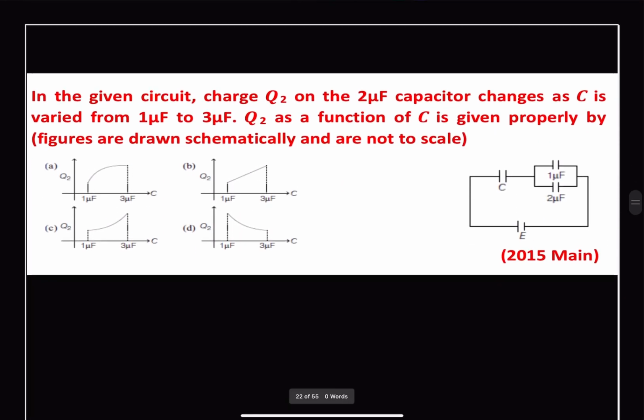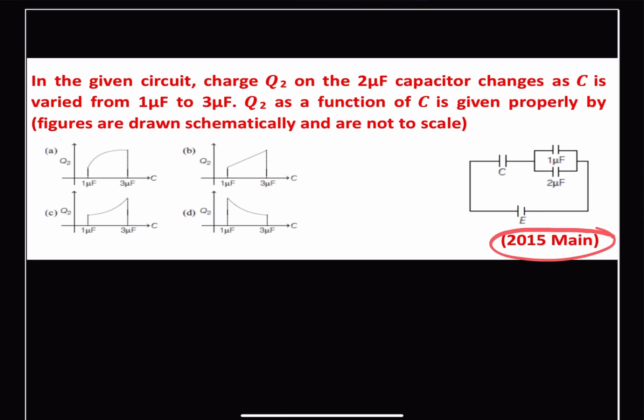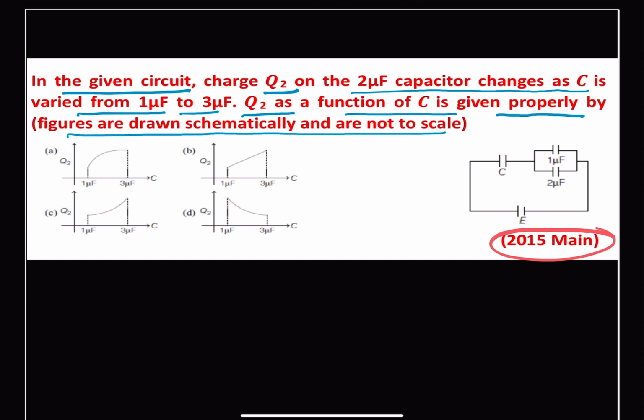Next question. It was asked in the 2015 mains, and it states that in the given circuit, charge Q2 on 2 microfarad changes as C is varied from 1 microfarad to 3 microfarad. Q2 as a function of C is given properly. The figures are drawn schematically and not to scale. So we have to find out how the variation of C capacitance is going to affect the charge Q2.